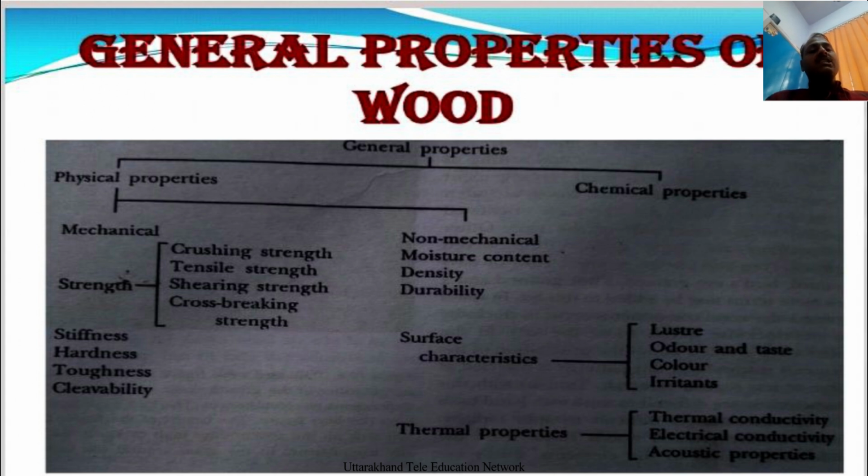Along with it, stiffness, hardness, toughness, and cleavability. All these properties are also very important for any wood to be utilized for certain specific purposes. Along with it, there are some non-mechanical properties. Non-mechanical properties include moisture content.